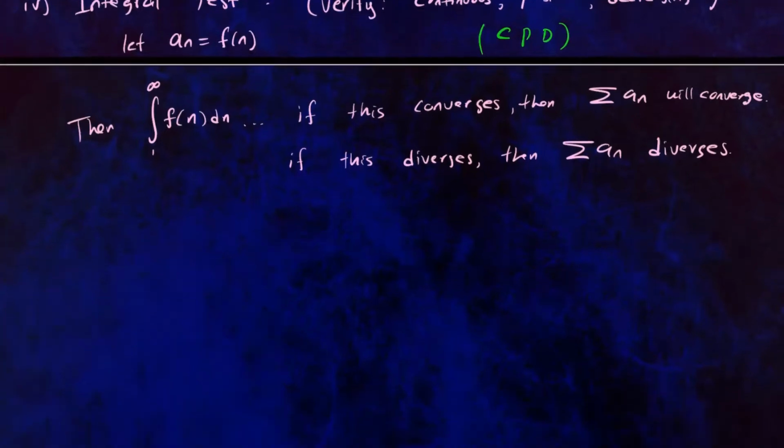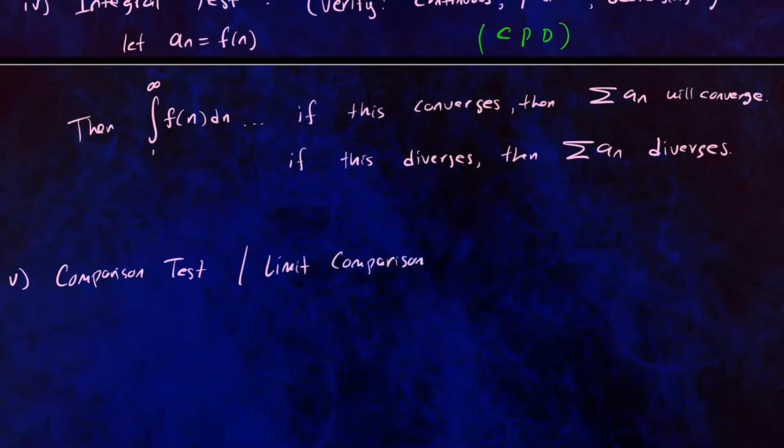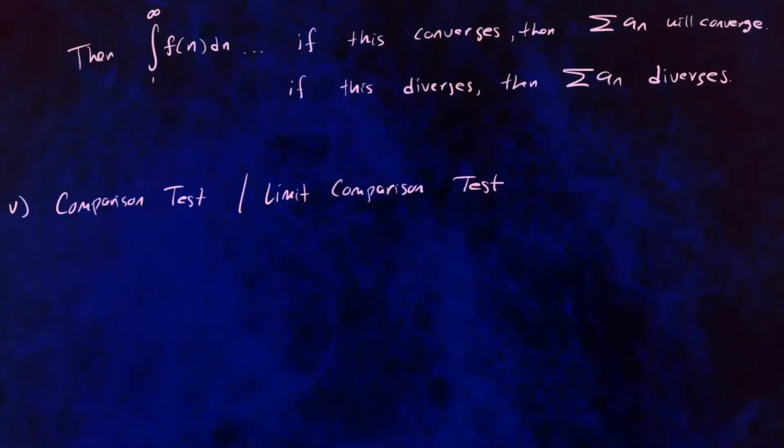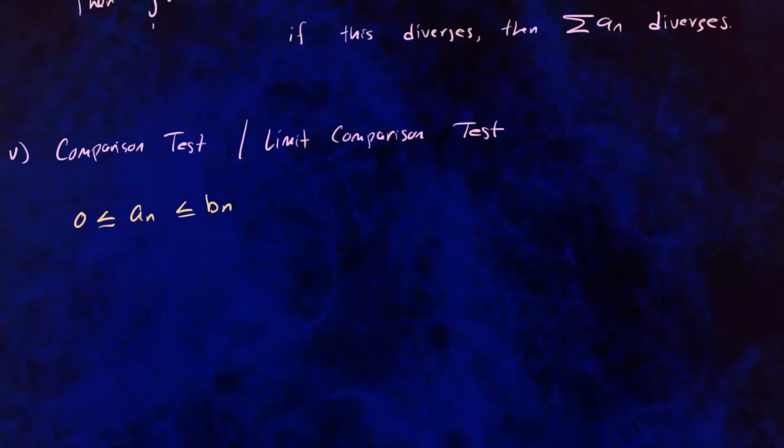Next thing you want to do is some sort of comparison test. Now, if you're unable to integrate that function, or it's difficult to integrate, you can try to do the comparison test. Or if that's also difficult, you can try the limit comparison test. So I'm just going to summarize them, not in so much detail. So if you have, let's say, positive terms, so 0 less than or equal to a_n less than or equal to b_n.